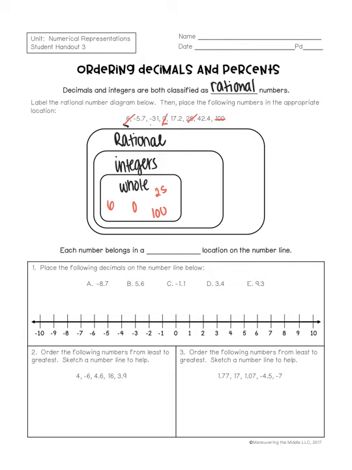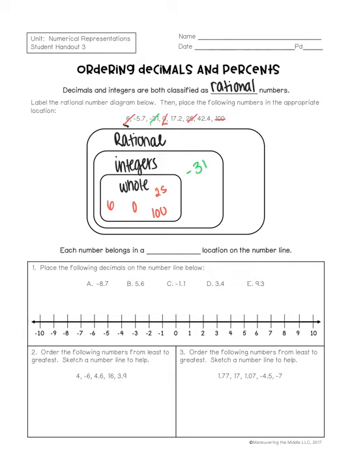Negative 5.7, it's negative, but that doesn't make it an integer because it still has that decimal. Remember, integers are those positive counting numbers and their opposites. When I say opposite, I mean negative. So negative 5.7 is not an integer because it has that decimal. Negative 31, however, is an integer because it's a whole number, but it's negative, so it's the opposite of positive 31. So that one's gone. 17.2, no, it has a decimal. 42.4, no, it has a decimal. Okay, so I only have one integer to put in here.